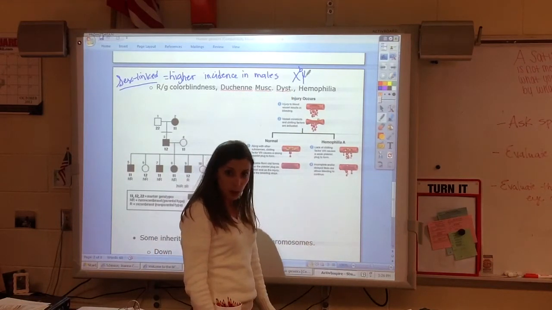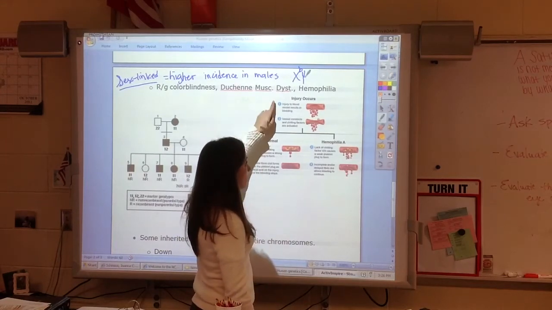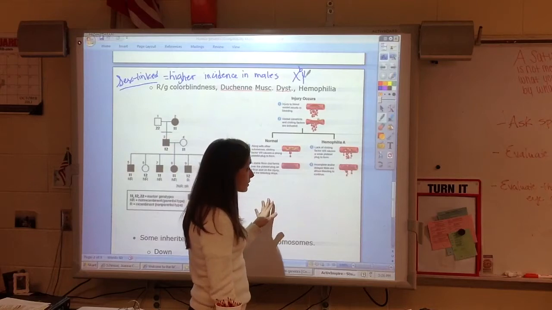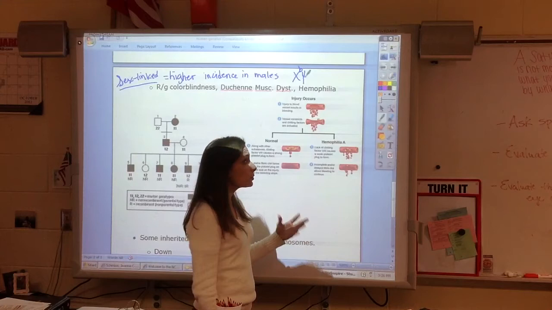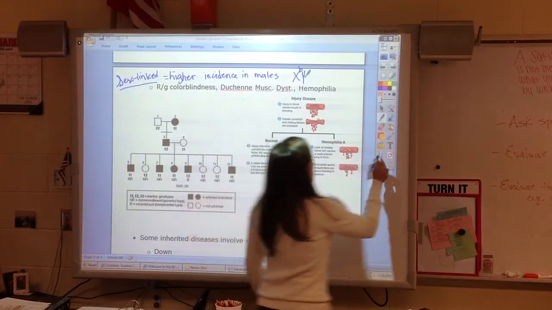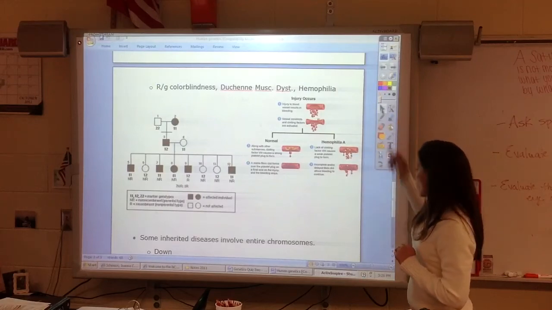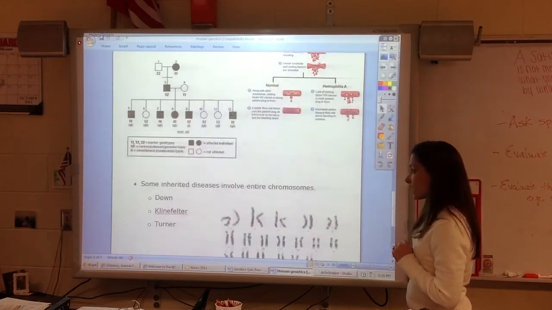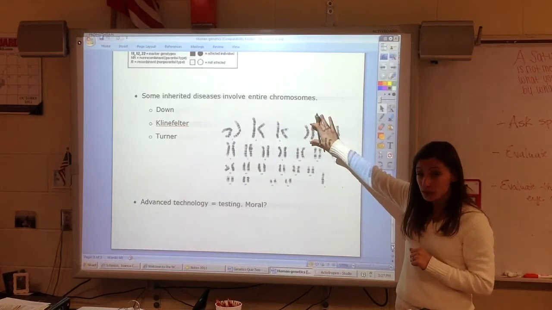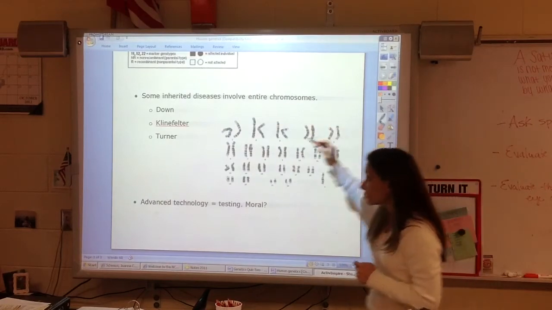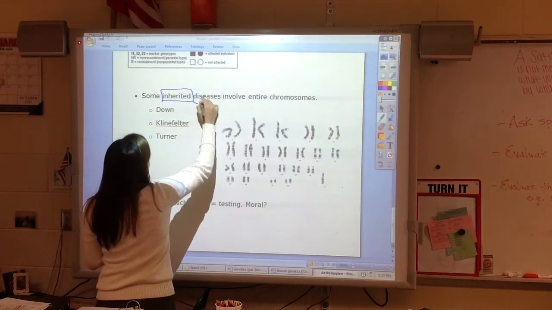There's a pedigree in your book that looks at the royal bloodline in Russia. The main idea is that your blood doesn't clot, and so you're missing actually a specific protein to help your blood clot. So that's the end of the gene diseases, but it turns out that there are other diseases that you can inherit, and these diseases involve entire chromosomes. So they're still inherited because they're still passed from parent to child.